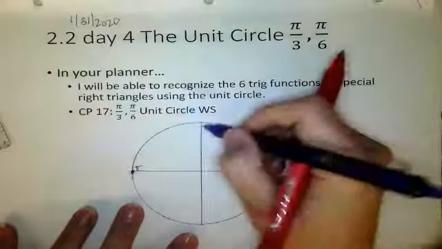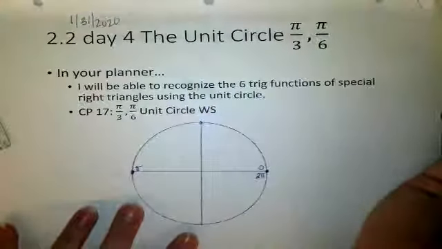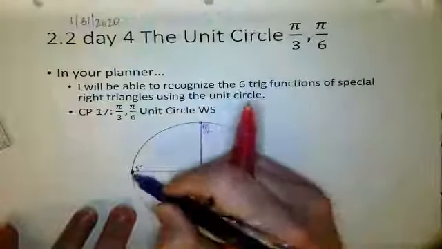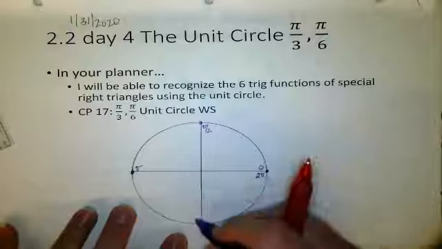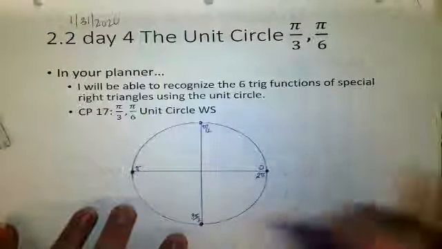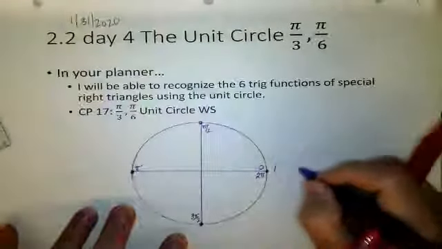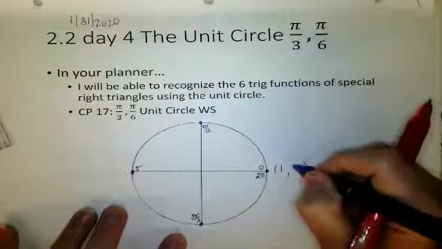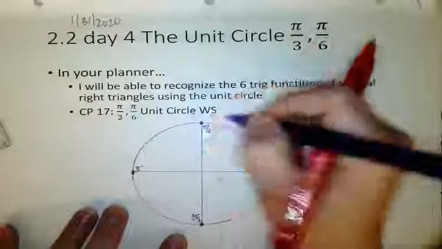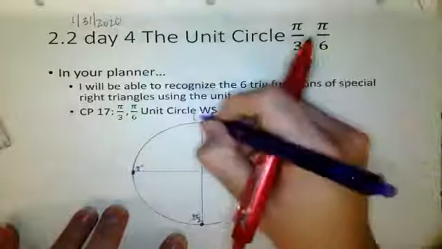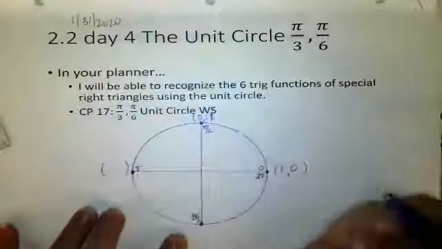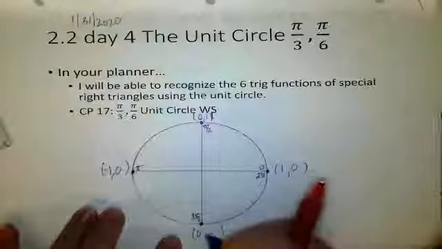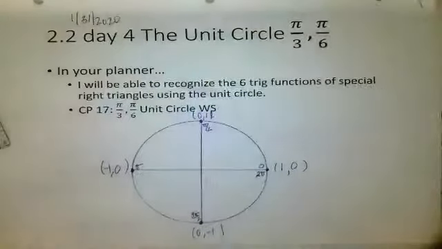If I take pi and divide it into 2 pieces, I have pi over 2, 2 pi over 2, 3 pi over 2. Very good. What are those ordered pairs on the quadrants? 1, 0. Oops. 0, 1. Negative 1, 0, negative 1. Good.